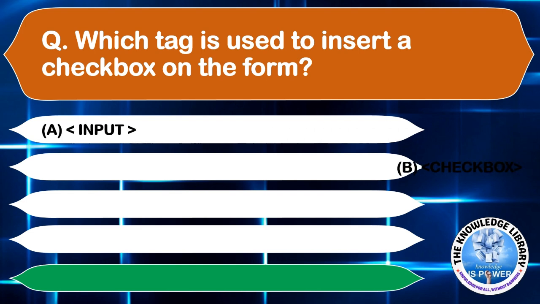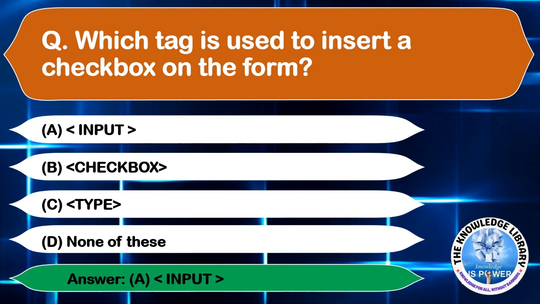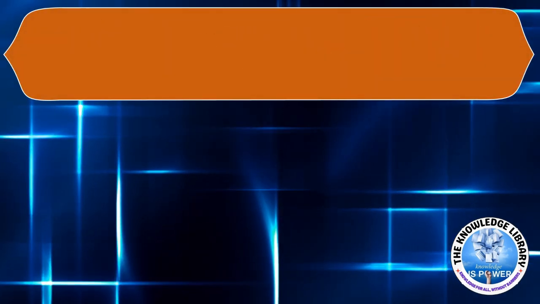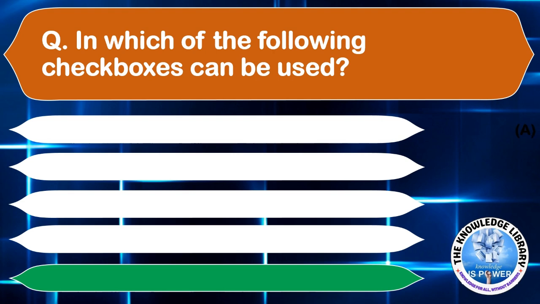The next question is, which tag is used to insert a checkbox on the form? Option A, input tag. Option B, checkbox. Option C, type tag. Option D, none of these. The correct answer is option A, input tag.